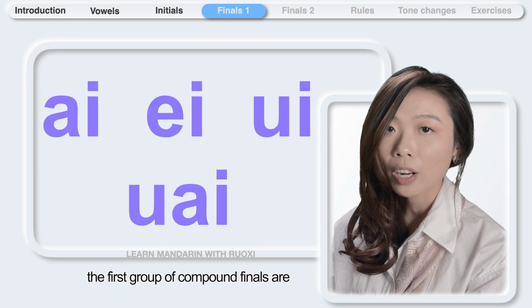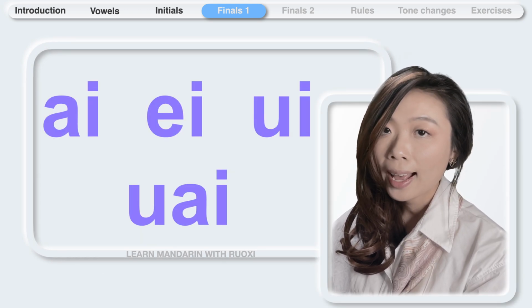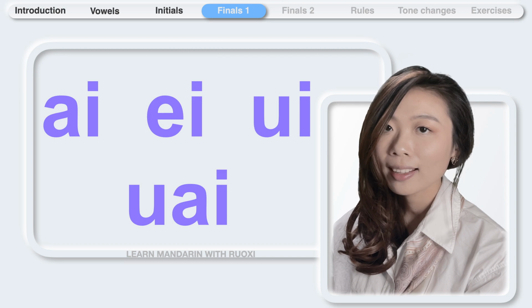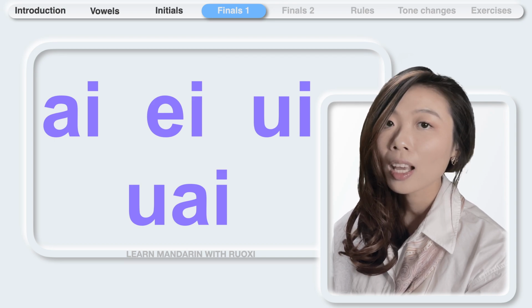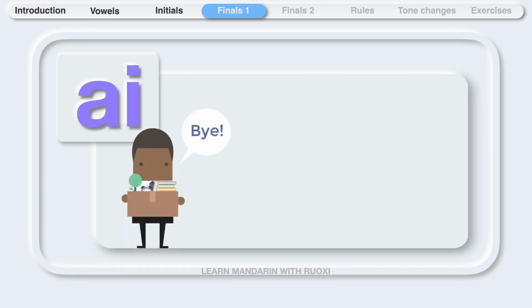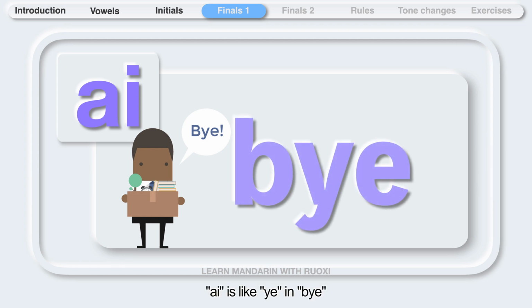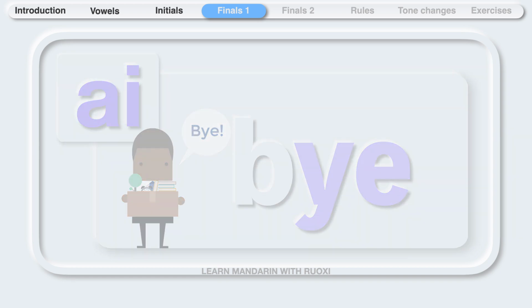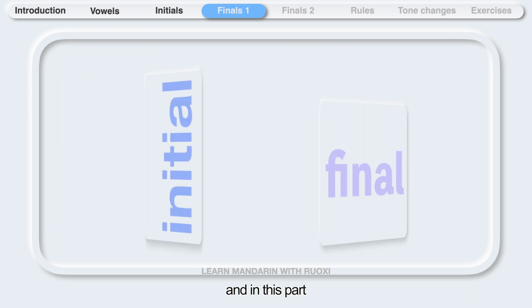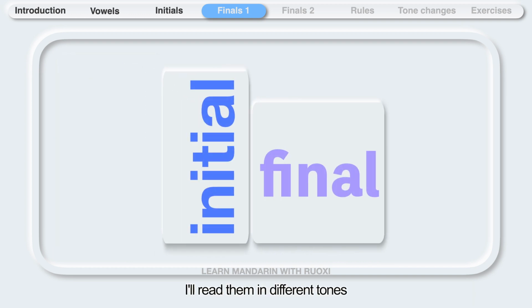The first group of compound finals are ai, ei, ui, ao. ai is like eye in buy. And in this part, I'll read them in different tones.